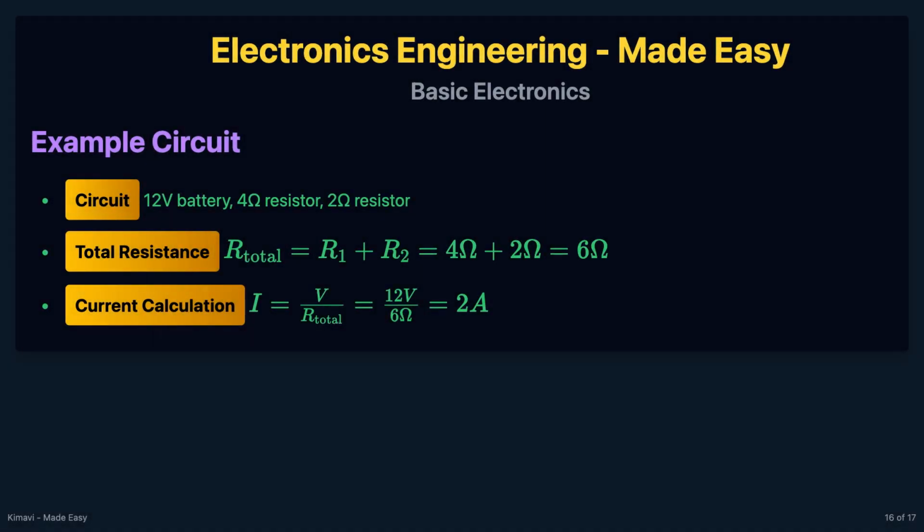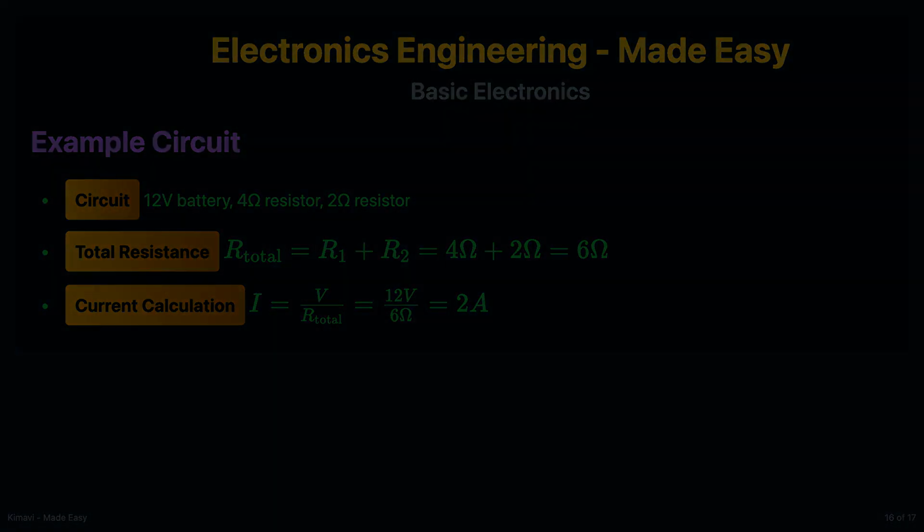Consider a simple series circuit with a 12-volt battery, a 4-ohm resistor, and a 2-ohm resistor. To find the total resistance and current in the circuit, we can use Ohm's law and the concept of series resistance. First, calculate the total resistance, which is the sum of the resistances, R1 plus R2. So 4 ohms plus 2 ohms equals 6 ohms. Next, calculate the current using Ohm's law. The current I is equal to the voltage V divided by the total resistance R total. So I equals 12 volts divided by 6 ohms, which equals 2 amperes. Therefore, the current flowing through the circuit is 2 amperes.